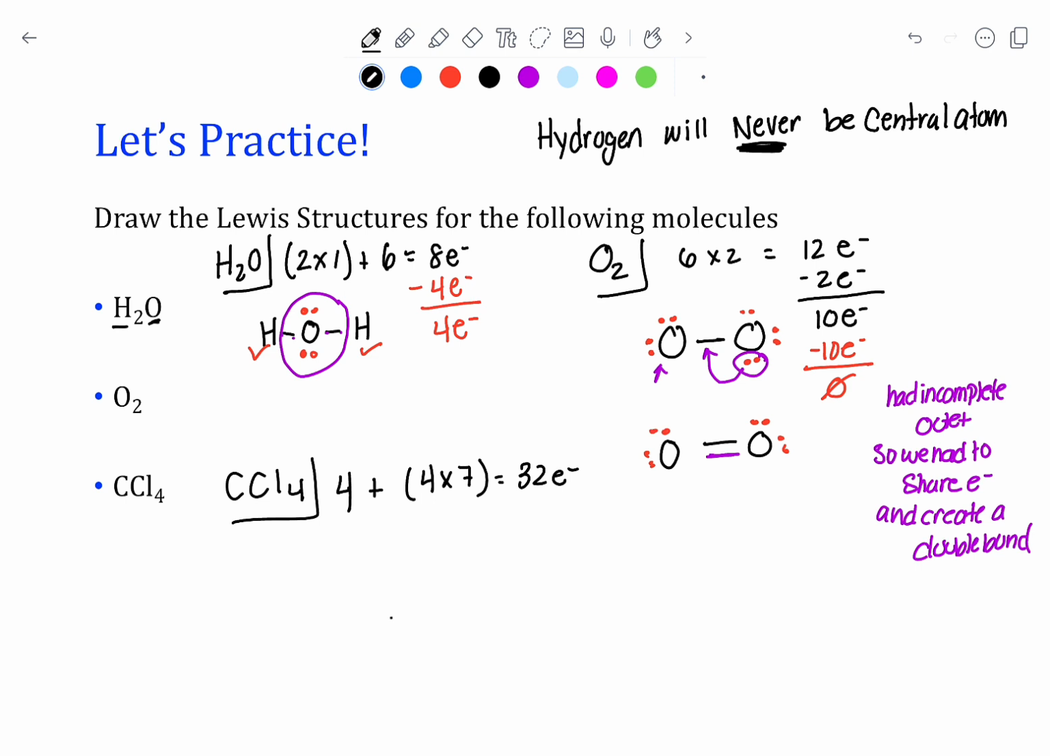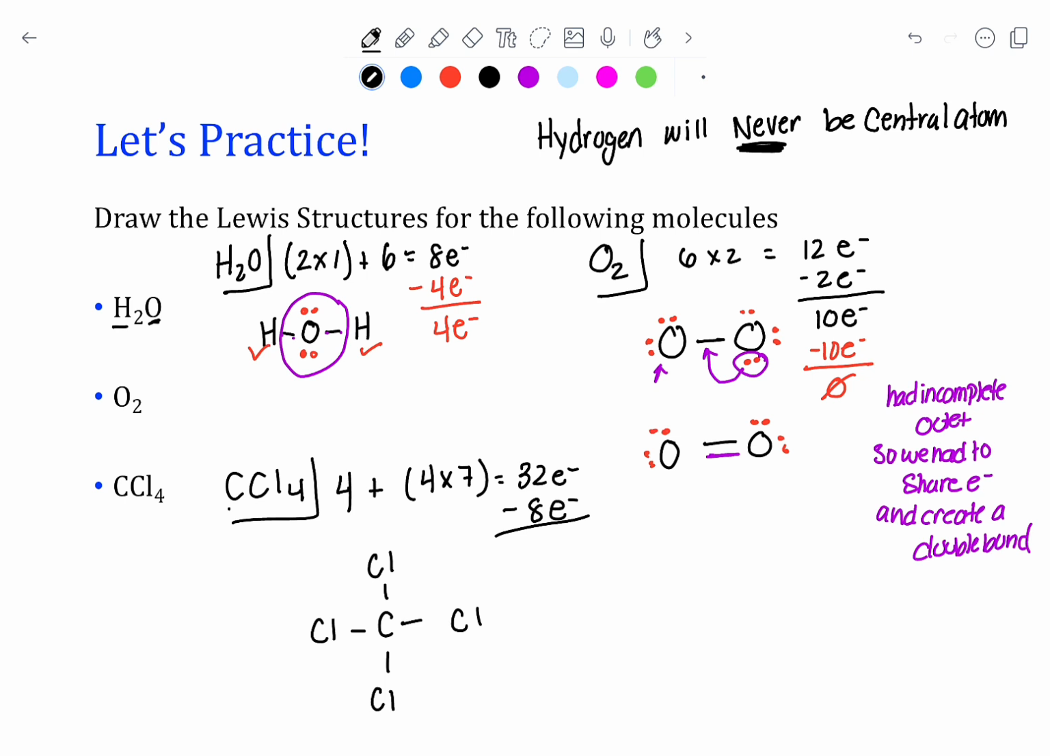So we start with carbon in the middle. That's our central atom because it comes first. And it's surrounded by 4 chlorines, which we're going to bond to the carbon with bonds. So I made 4 bonds, which means I used up 8 electrons because each bond has 2 electrons in it.